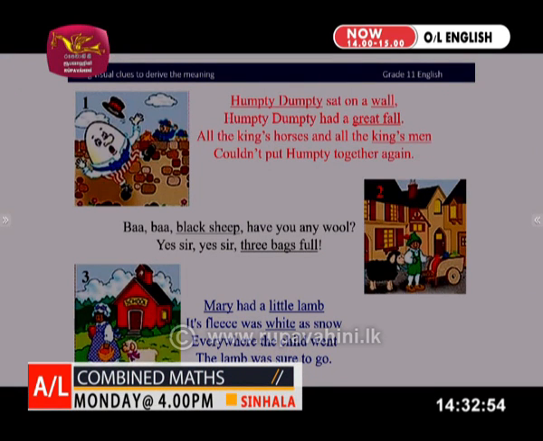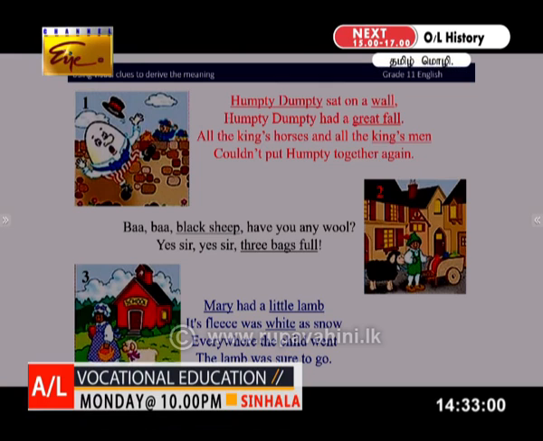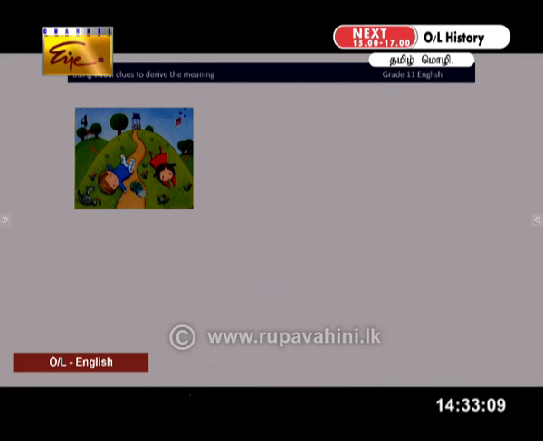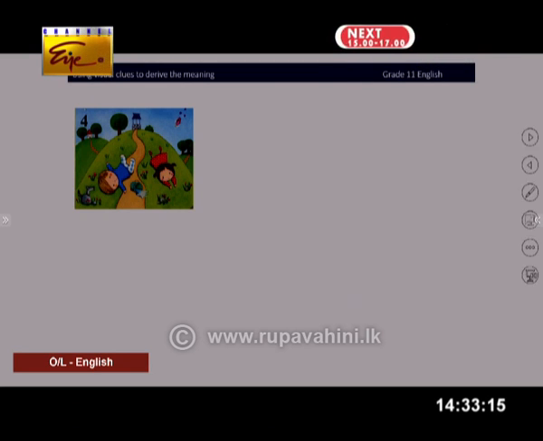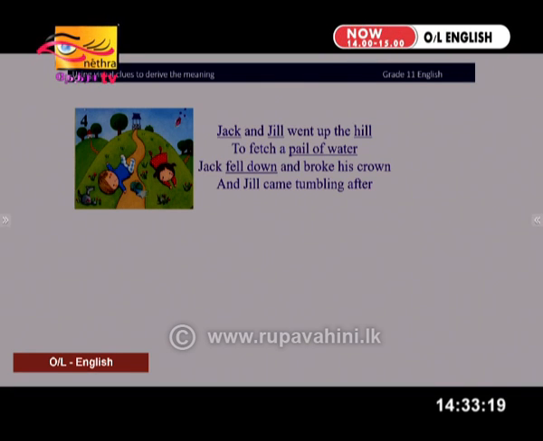So, you can see the underlined words Mary, little lamb and white. So, the picture clues give you a clear meaning for this rhyme. Now, we'll look at picture 4. Here, what can you see in the picture? I know you all can match the picture with the rhyme. Let's see. It's Jack and Jill went up the hill. Now we'll look at the 5th one.